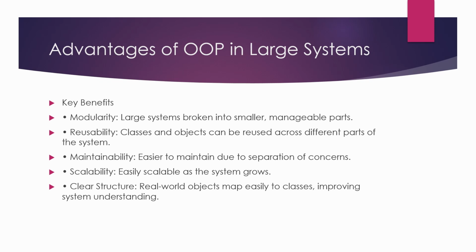As we wrap up, let's review the advantages of using OOP in large systems. One key benefit is modularity. Large systems are broken down into smaller, more manageable components. Reusability is another advantage, as classes and objects can be reused throughout the system. OOP also promotes maintainability by separating concerns and keeping code clean and organized. Finally, OOP ensures scalability, making it easier to extend systems as they grow.